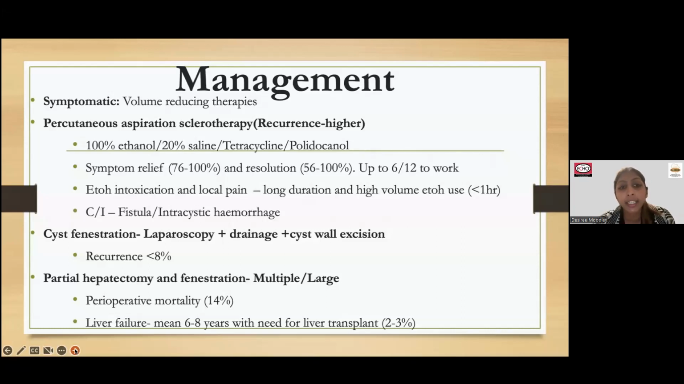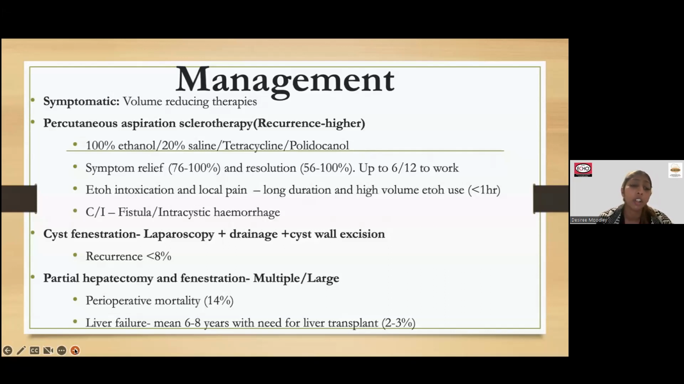It's contraindicated with fistulas and if there's any sort of hemorrhage in the cyst. Just to note, with percutaneous aspiration sclerotherapy, recurrence rates are higher. If you go for cyst fenestration, which is doing a laparoscopy, drainage, and then excising the cyst wall, this results in recurrence in less than 8% of patients.